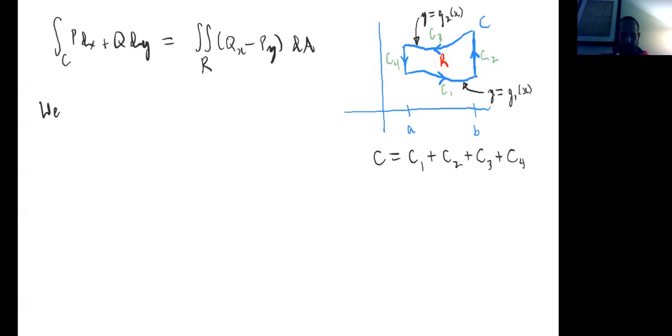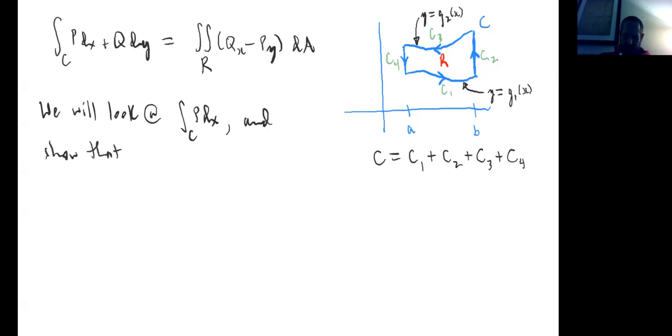So we will look at the integral over C of P dx and show that this actually equals the part of the double integral that corresponds to the y derivative of P with a minus sign. It is equal to the double integral over R of negative P sub y dA. That is what we're going to show.